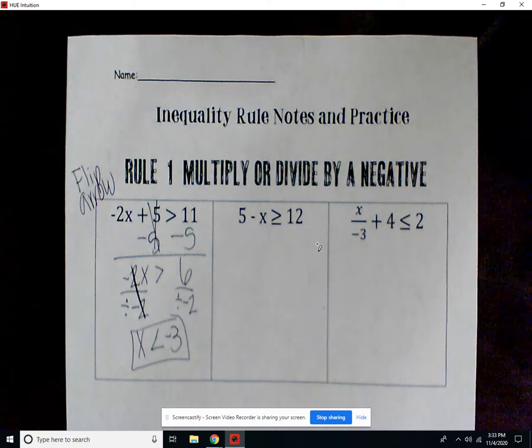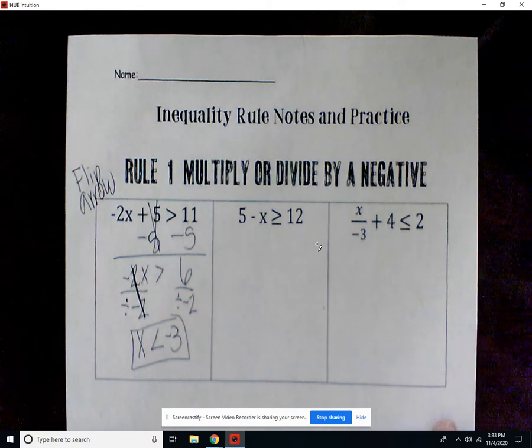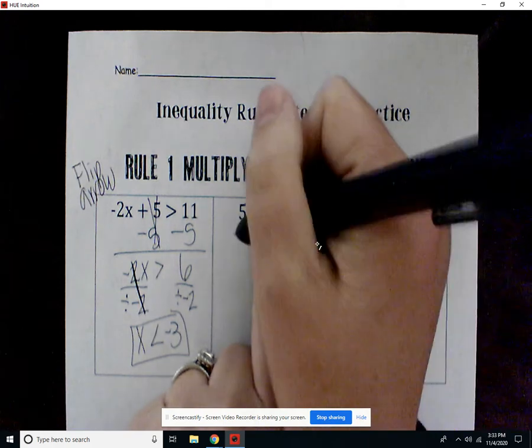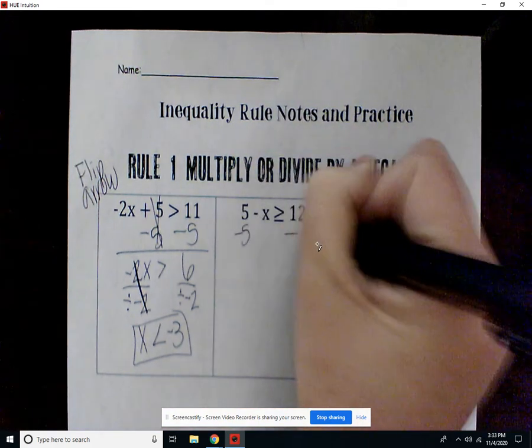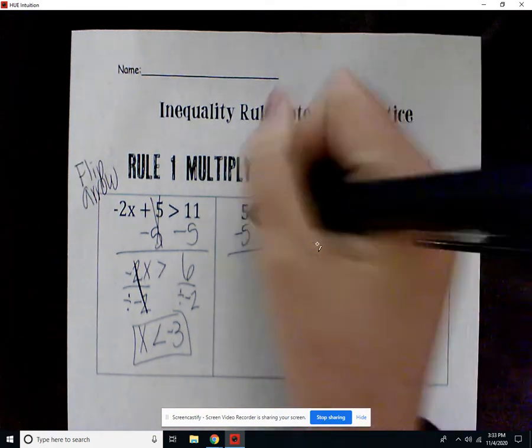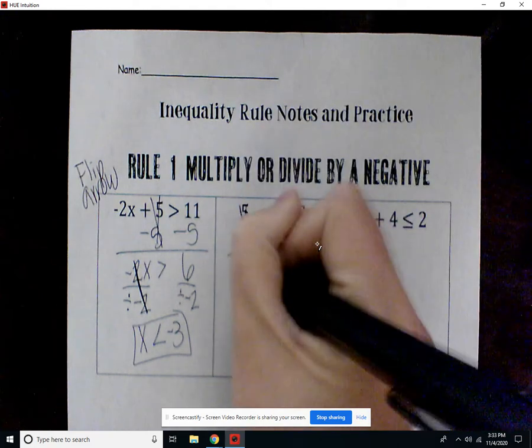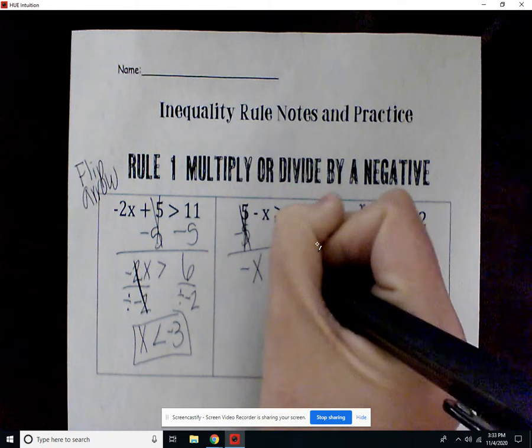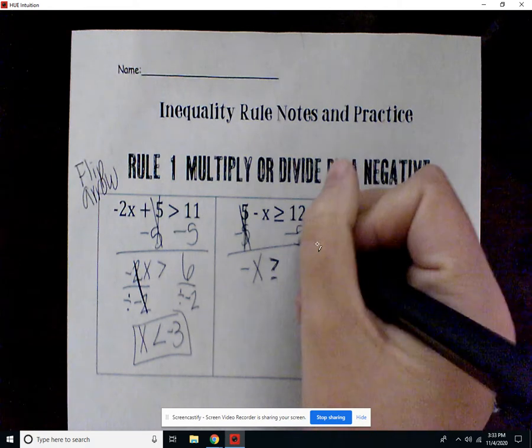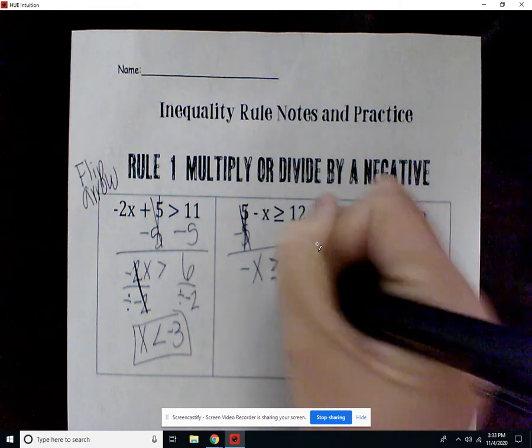Then we have 5 minus x greater than or equal to negative 12. So again, cover up our x. Opposite of 5 is going to be minus 5. 5s will cancel. Bring down a negative x. Bring down our arrow. And then 12 minus 5 is 7.